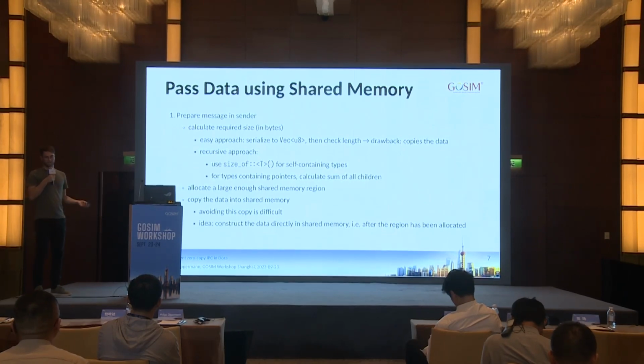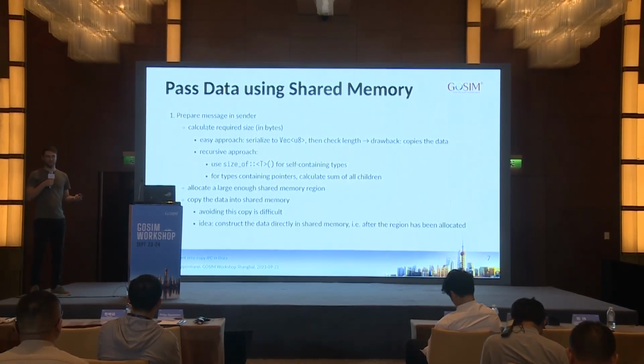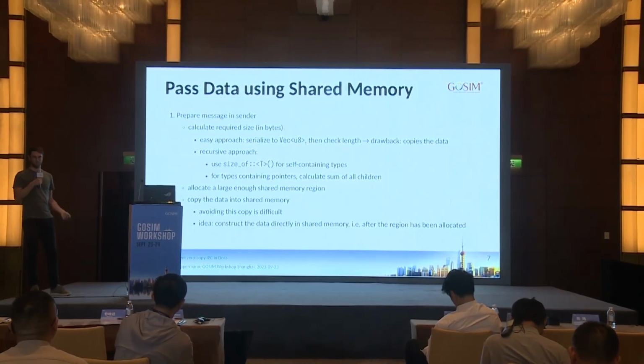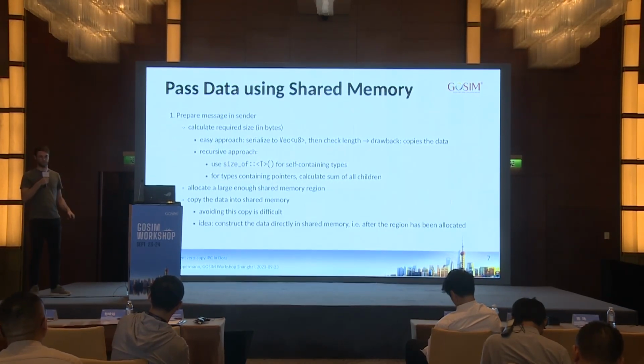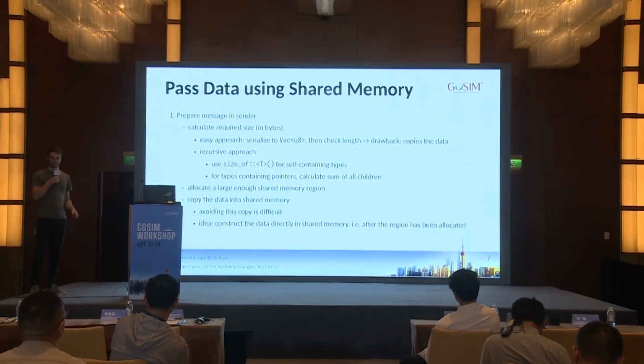And after doing the allocation, we of course need to copy the data in. Unfortunately, we cannot really avoid this copy because this shared memory region didn't really exist before. But what we can do is to avoid any additional copy beforehand. So we can try to construct the data directly into that shared memory region. So for example, instead of serializing to the heap first, we serialize directly into the shared memory to avoid copying the data, which can be important, especially if it's large data.